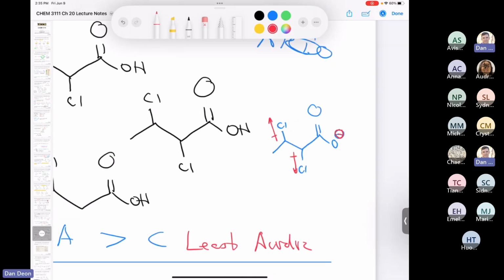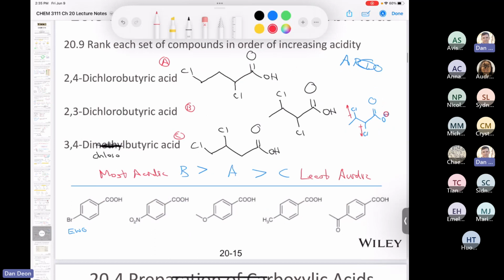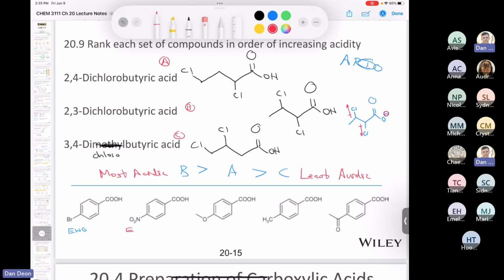Okay. All right. So let's go back to this problem here. So we said the bromine is an electron withdrawing group. Then nitro, let me use my blue pen here. Nitro is an electron withdrawing group. An ether, that's an electron donating group. Then here we have an electron donating group. Then here we have an electron withdrawing group.